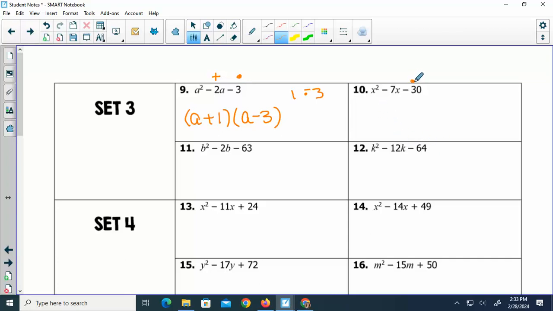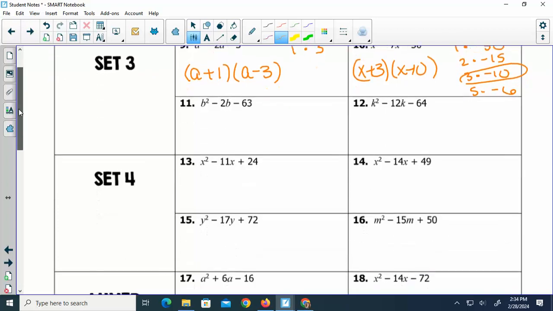All right, number 10, multiply to a -30 and add to a -7. Can you think of anything? We know the bigger one's negative, so we'll try +1 and -30, +2 and -15, +3 and -10, +5 and -6. Which one works? 3 and 10. So it would be x plus 3, x minus 10.